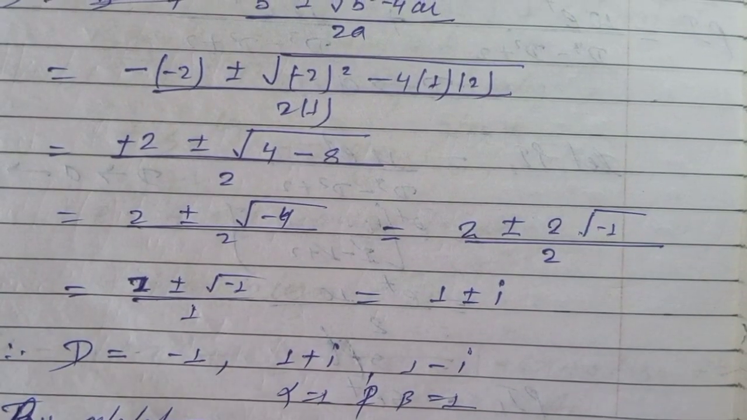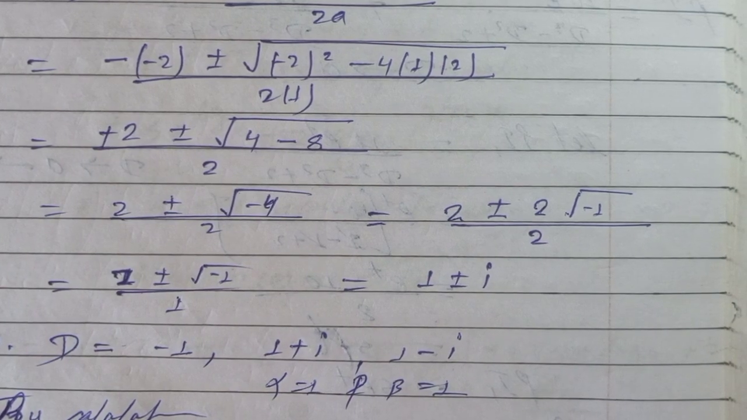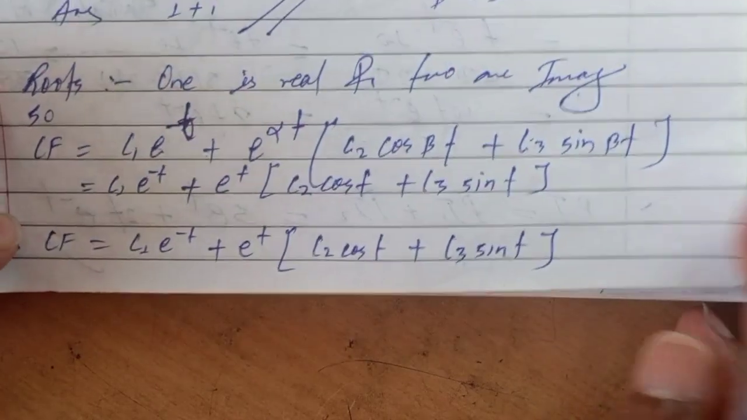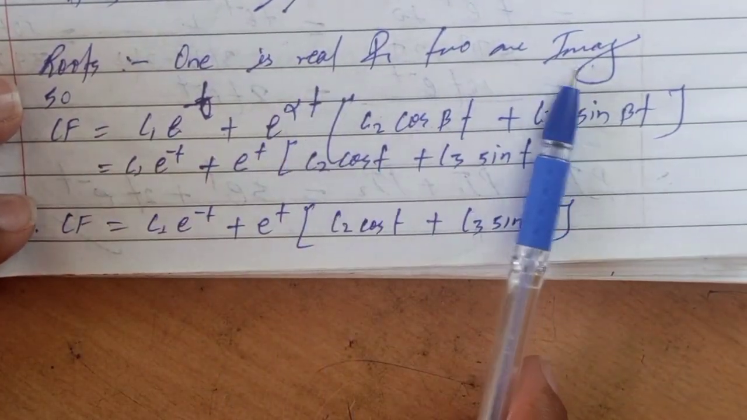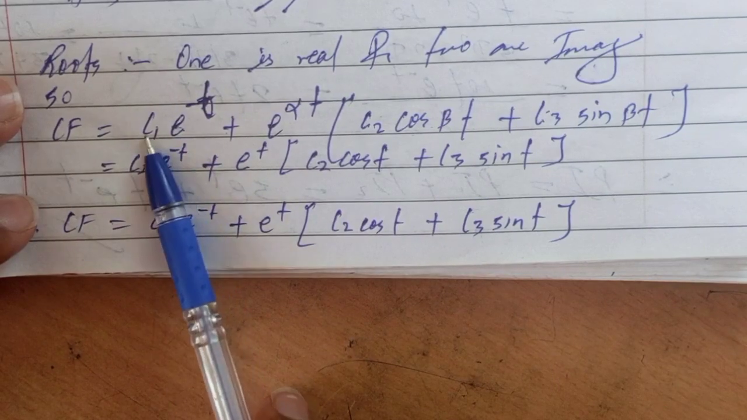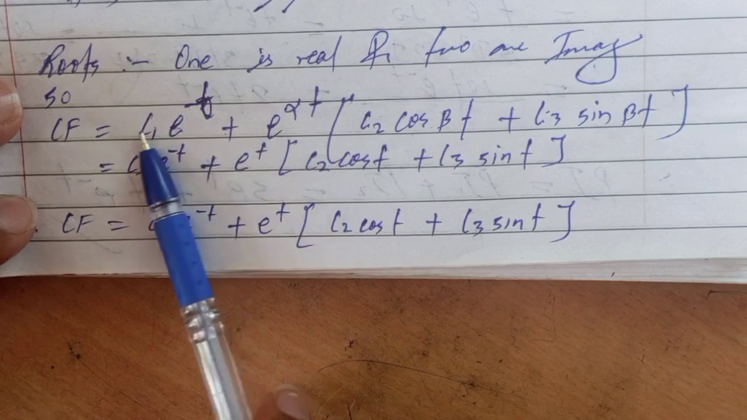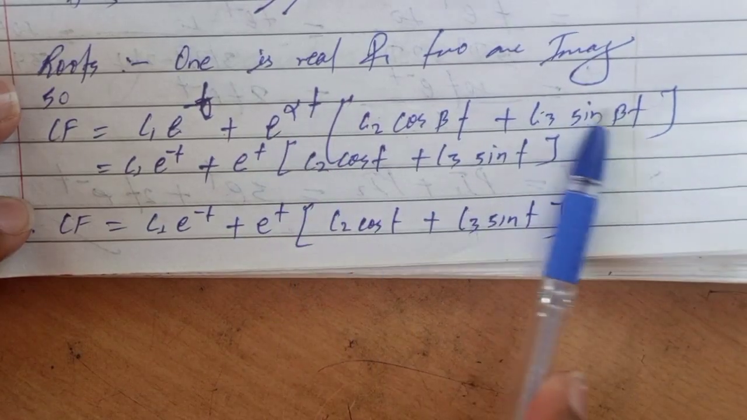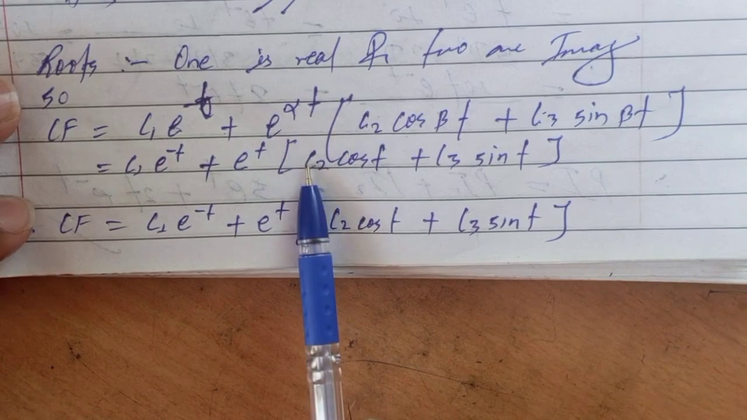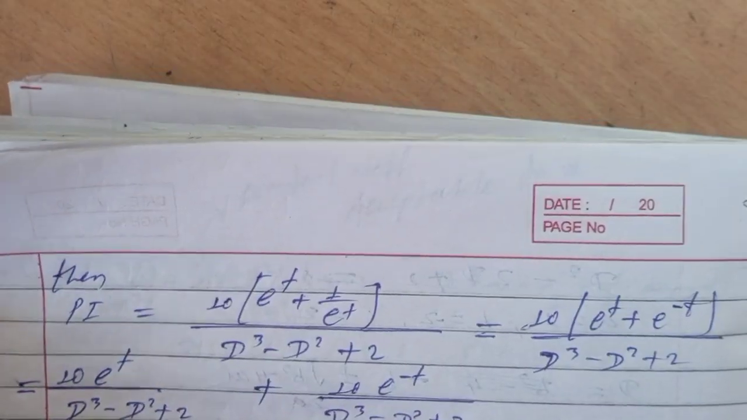So according to this condition, we are going to write our CF, which will be this. The roots, one is real and two are imaginary. So CF equal to, this is for real, which was minus 1, so it becomes C1 e to the power minus t. And this is for our imaginary, where we replace the value of alpha and beta, we are going to get our term.